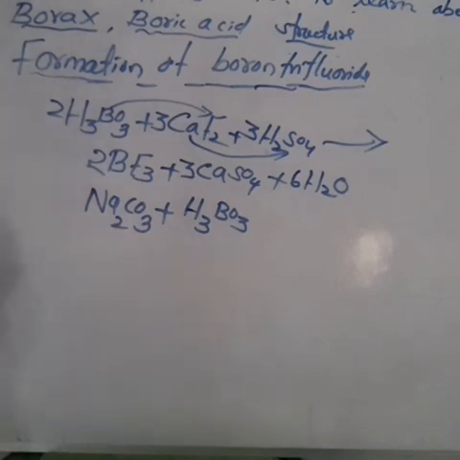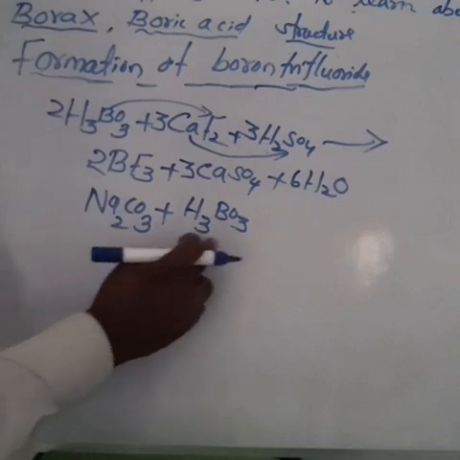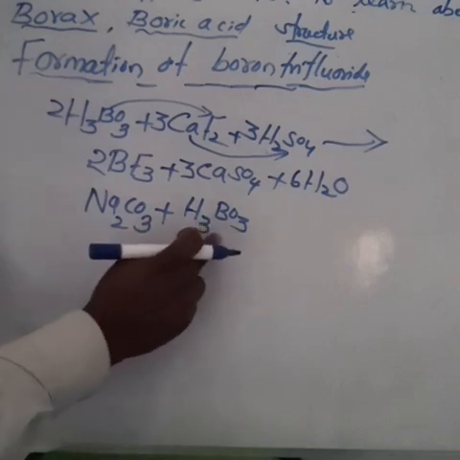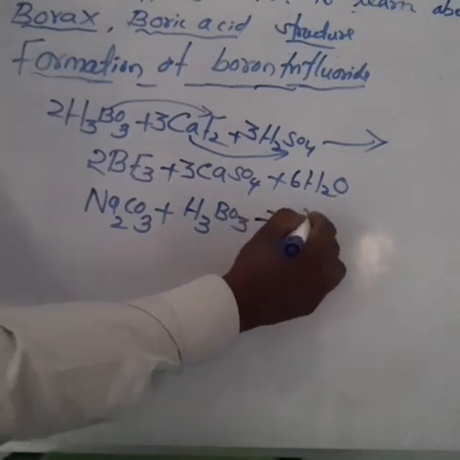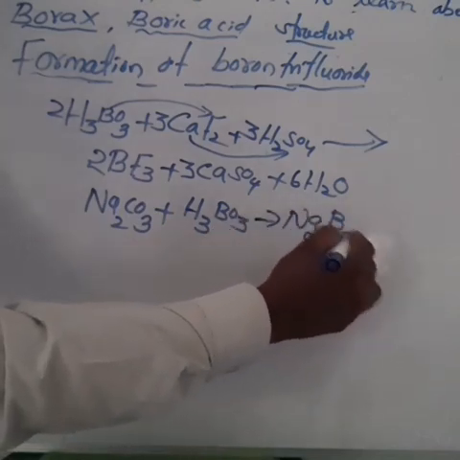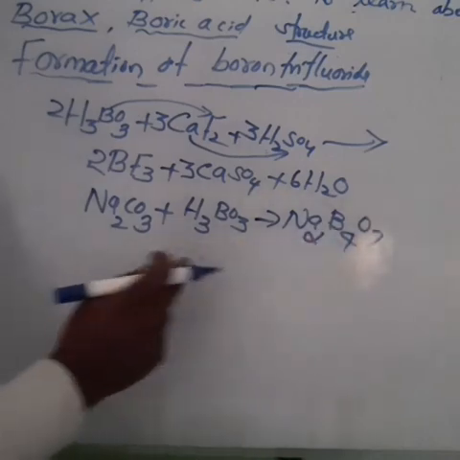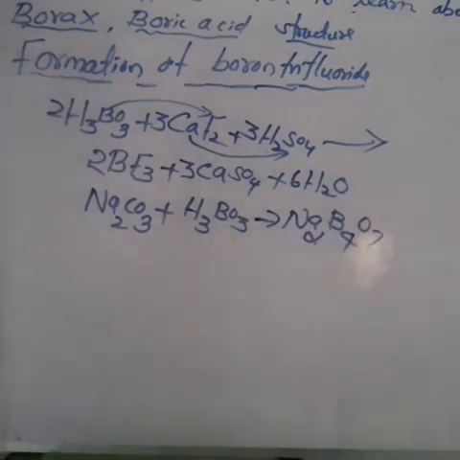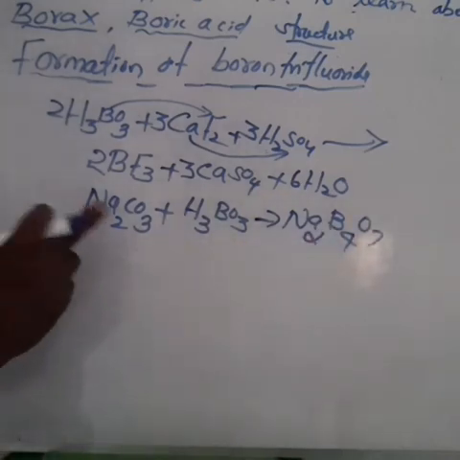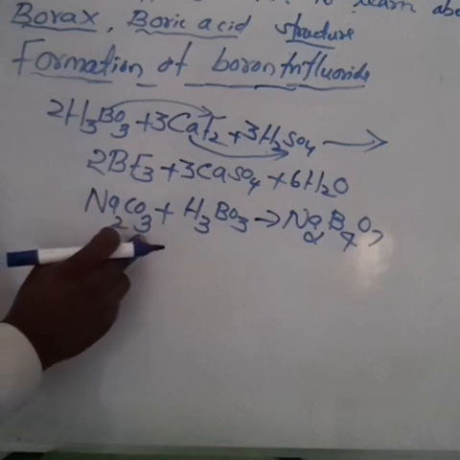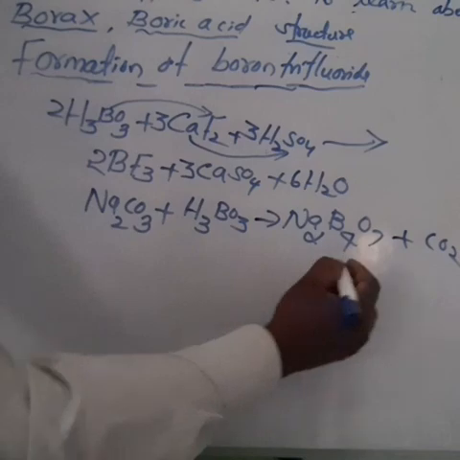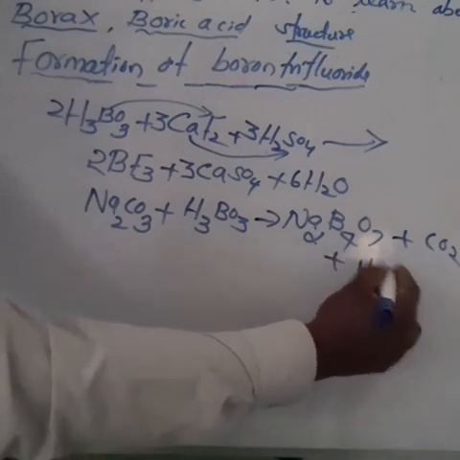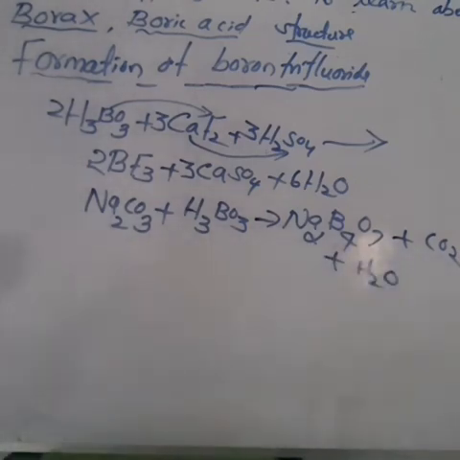Here, what products are obtained? The sodium combines with the boron and oxygen, and we get Na2B4O7. Na2B4O7 is what? Borax. And carbon dioxide gas is evolved. And the hydrogen combines with the OH to form water molecules. Am I right? These are the 3 possibilities.